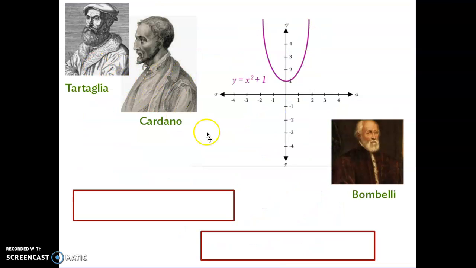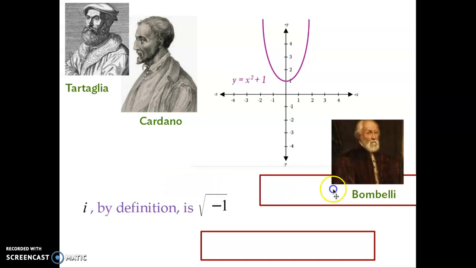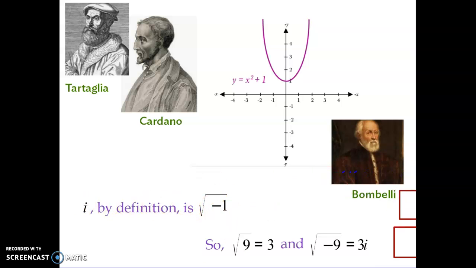Okay, again, time moving forward, we have some Italian mathematicians and interestingly also munitions experts, and they are the ones who are credited with coming up with our imaginary numbers. So i for imaginary, and i by definition is the square root of -1. If I have the square root of a positive number, I get a positive, real answer. If I have the square root of a negative number, I get an imaginary answer.